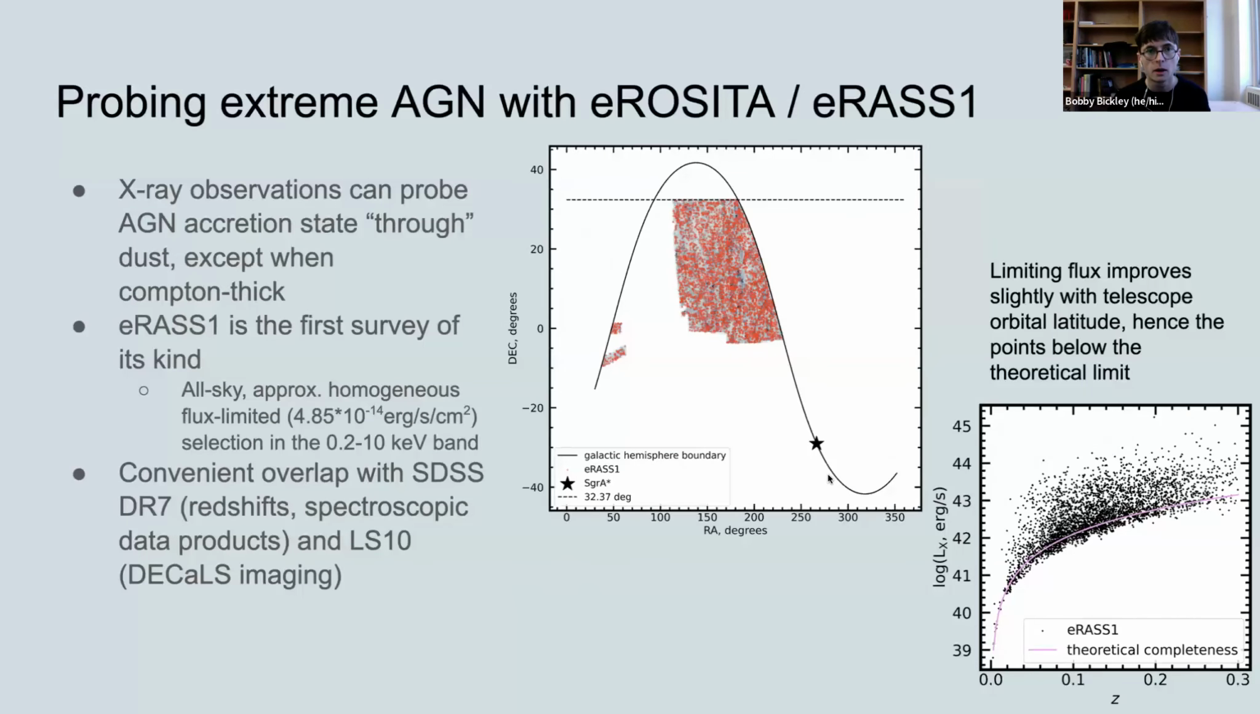The way that we're able to do that in this study is using X-ray observations, which are available through eROSITA, and eRASS1 is the eROSITA All-Sky Survey first data release. The survey is the first one of its kind. It is an all-sky survey with approximately homogeneous coverage. There's a slight variation in the depth of the survey as a function of the latitude of the telescope in its orbit. It has a polar orbit, so the observations stack a little bit more densely near the poles, but it's not a super strong effect.